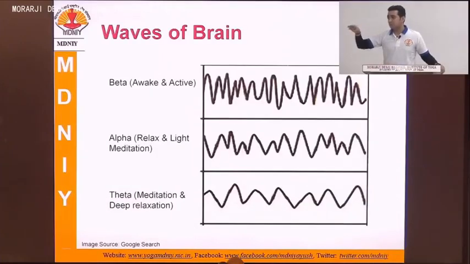Beta waves mean awake and active, we are always in the active state. Alpha waves mean relaxed and light meditation, and theta waves mean meditation and deep relaxation. When we are in the meditation stage, our breathing is slower. Chale vate chalam chittam. Our breathing is going deeper, we are going into a deeper state.